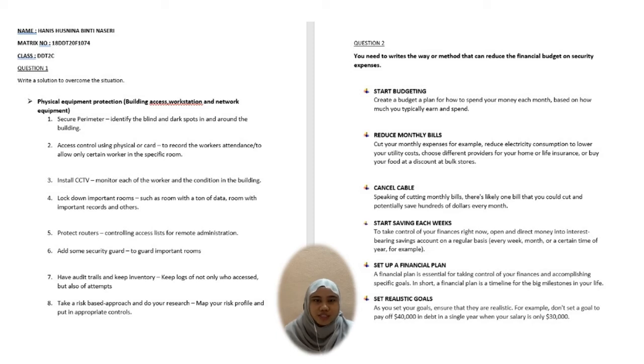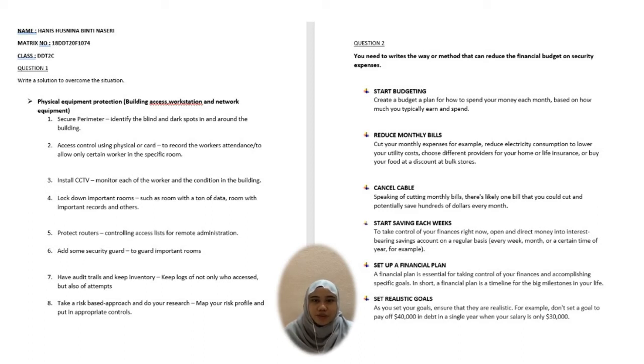Second, we can use access control using a physical key or card. The function of this is to record the workers' attendance and to allow only certain workers in the specific room. Third, we have to install CCTV to monitor each of the workers and the condition in the building. Number 4, lock down important rooms, such as a room with a ton of data, or a room with important records and other assets, to maintain safety.